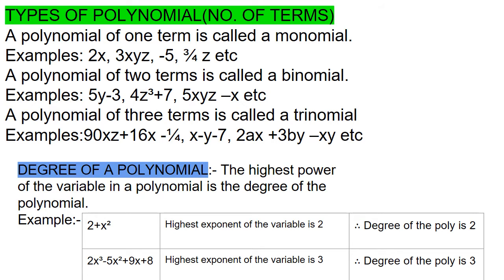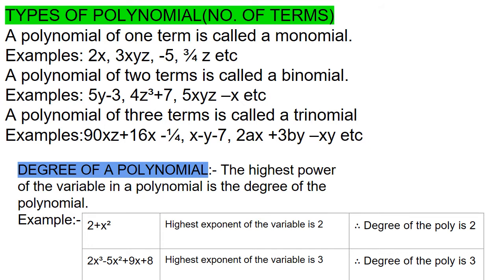So this algebraic expression is, first of all, a polynomial because every variable has a non-negative integer as its exponent. That's why this is a polynomial, and this polynomial consists of three terms. That's why we call this a trinomial. And x minus y minus 7 is also a trinomial. 2ax plus 3by minus xy is also a trinomial.